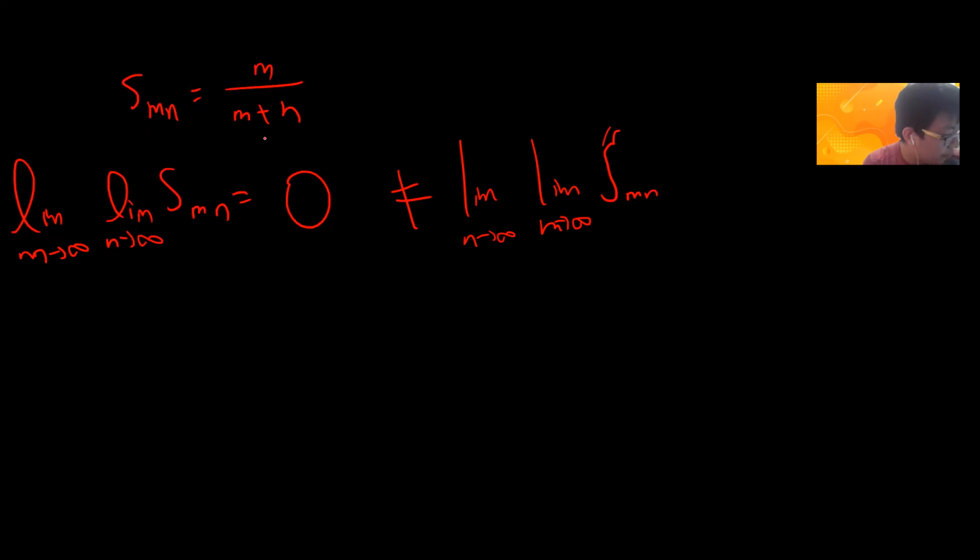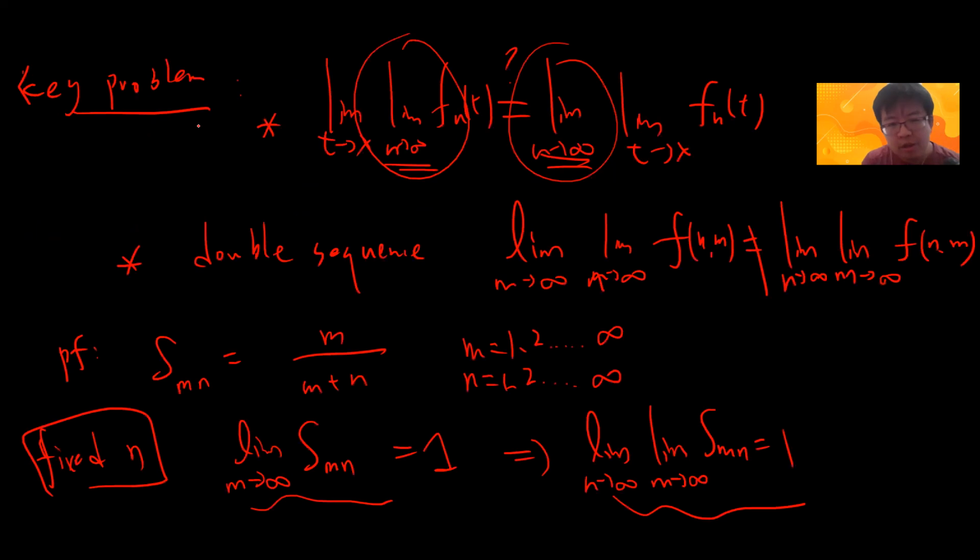However, if we fix m and let n go to infinity, then this becomes 0. So this is not the same as the other. This is called a double sequence, which is very frustrating. This is failure example number 1, so these limits will fail to commute.